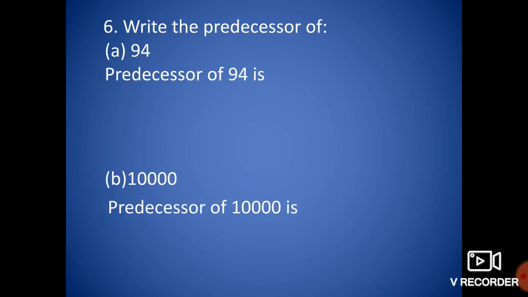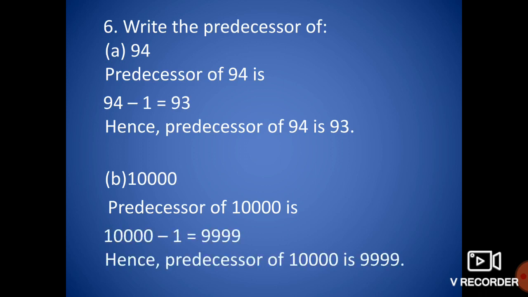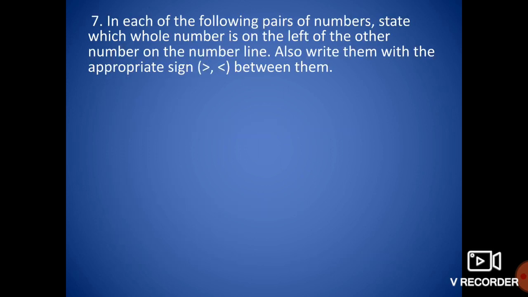Sixth problem, we need to write the predecessor of the following. So first problem, we have 94. So to get the predecessor of 94, we need to subtract 1 from it. So 94 minus 1 is 93. Hence predecessor of 94 is 93. Similarly, second problem, we have 10,000. So predecessor of 10,000 is subtracting 1 from it, we get 9,999. Hence predecessor of 10,000 is 9,999.